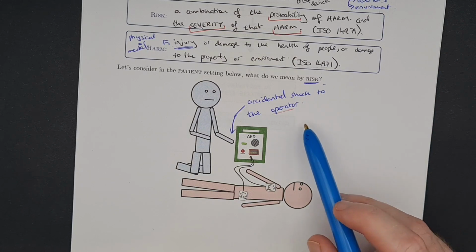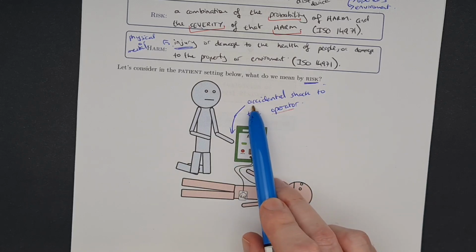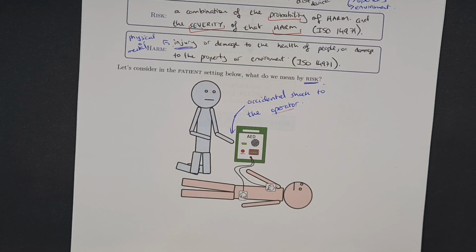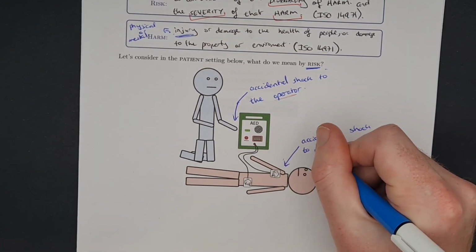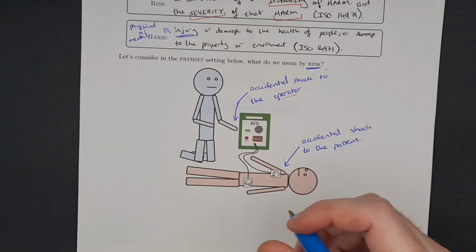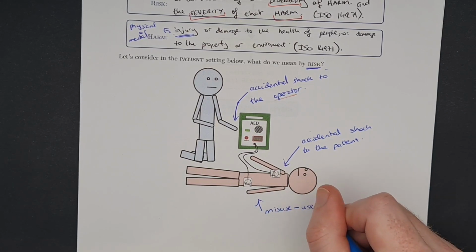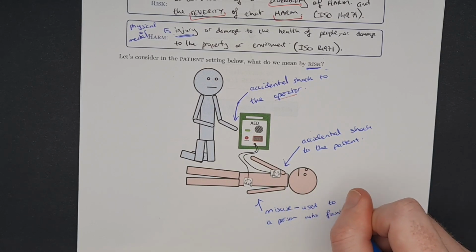Now, when we consider accidental shock to the operator, we can think of that as a risk, and that, of course, is concerning harm to people, the operator using the device. Another one that we might consider here is accidental shock to the patient. Another one we can consider is misuse. So we might consider misuse in terms of it being used to treat a person who fainted, maybe from heat stroke or something. Their heart is completely fine.